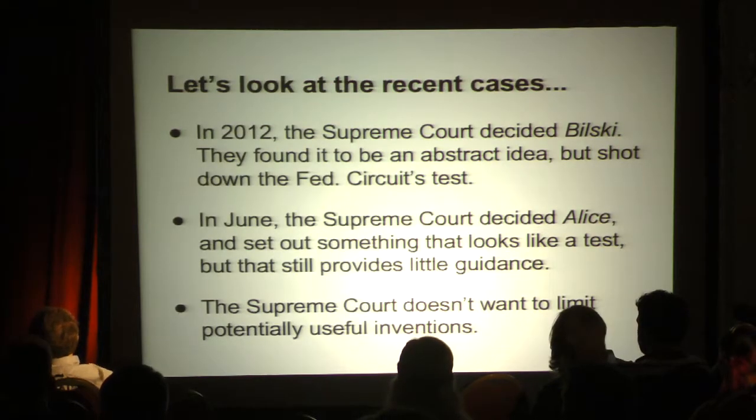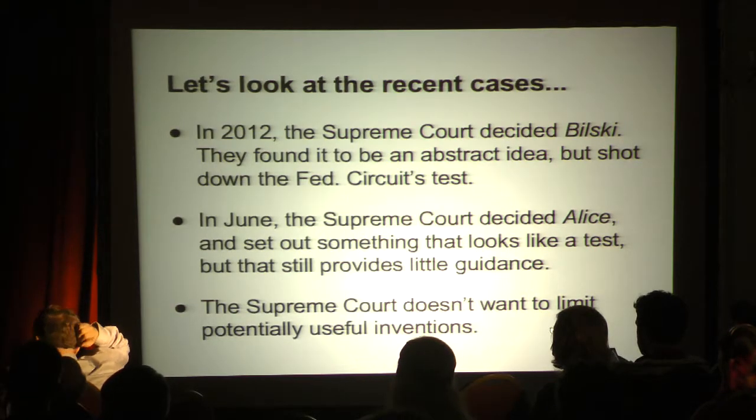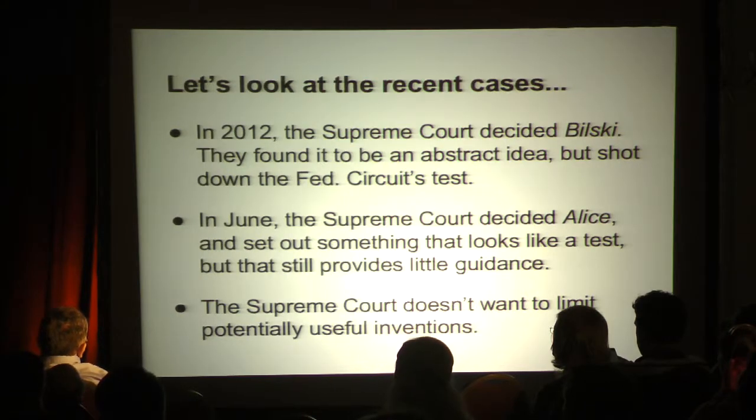So in the past couple of years, here are a couple of examples. The Bilski case came down in 2012. Bilski dealt with, it was kind of an escrow thing, basically using a third party to guarantee an exchange, something like that. And the Supreme Court found it to be an abstract idea. But in doing so, they shot down the Federal Circuit's machine or transformation rule.